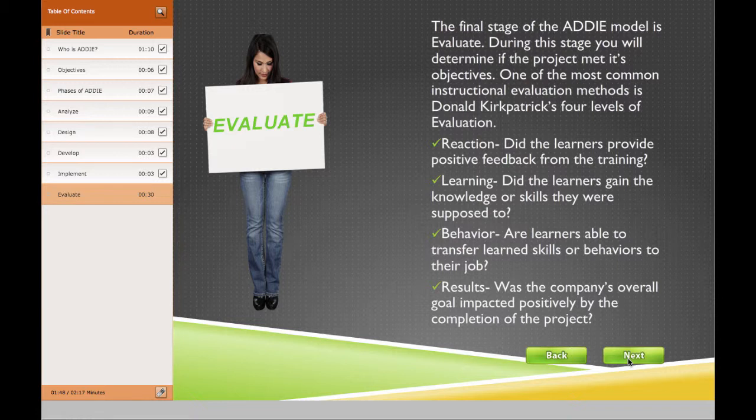Reaction. Did the learners provide positive feedback from the training? Learning. Did the learners gain the knowledge or skill they were supposed to? Behavior. Are learners able to transfer learned skills or behaviors to their job? Results. Was the company's overall goal impacted positively by the completion of the project?